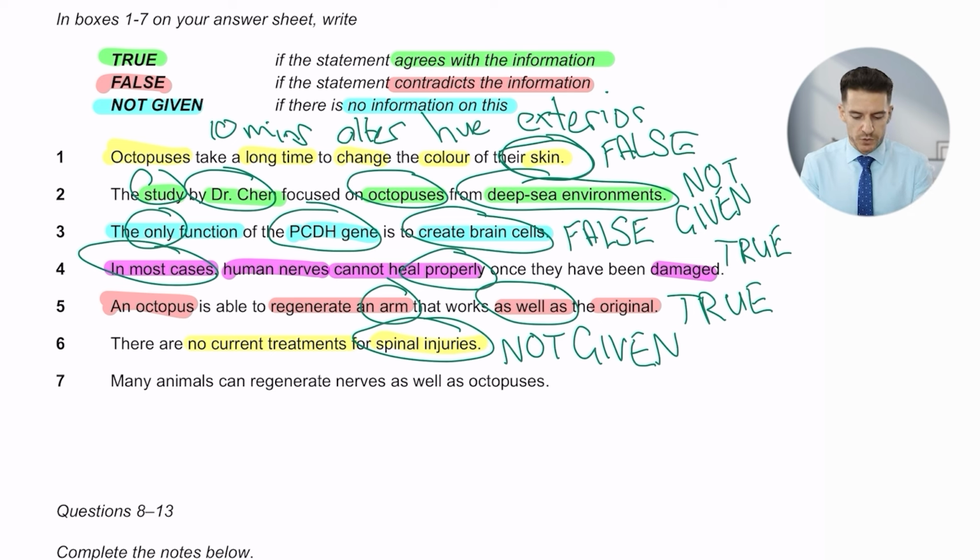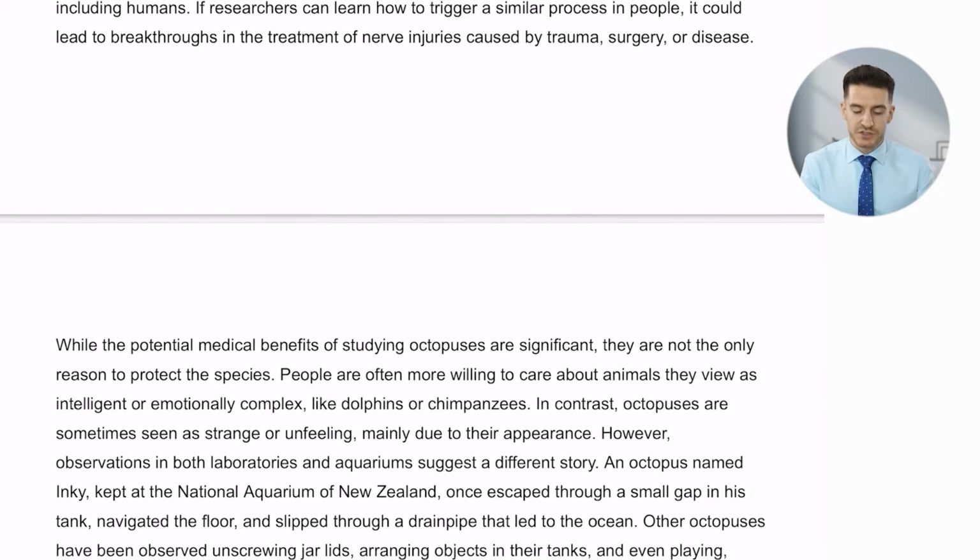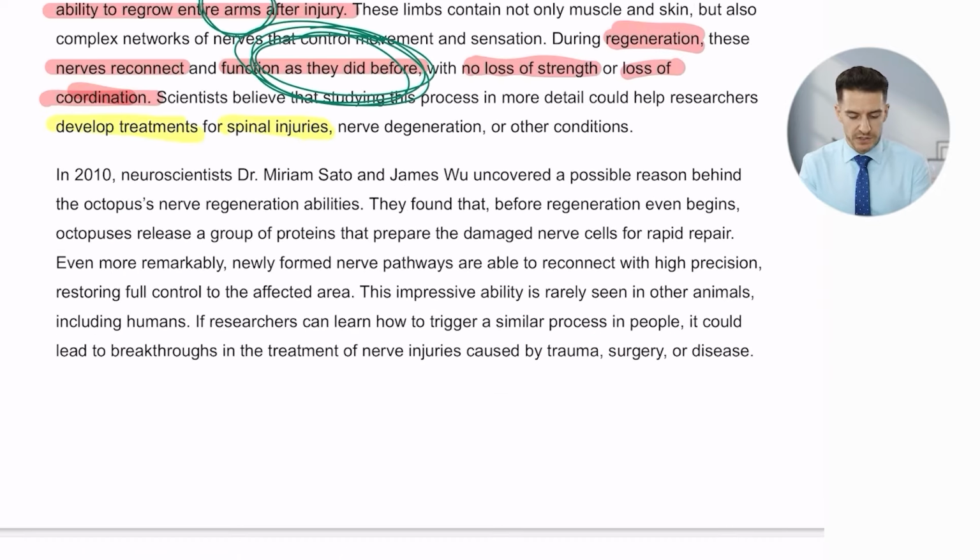Let's look at the last question now for true, false, not given. "Many animals can regenerate nerves as well as octopuses." So that's a key word there, nerves. Okay, they're talking about something specific. It says many animals, and it says as well as octopuses. So let's go back up and see if we can find anything to do with animals and regenerating nerves, just like octopuses. So let's start from where the previous answer was located.